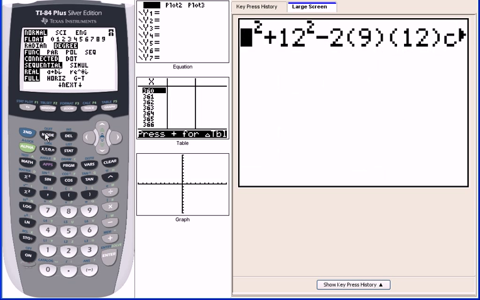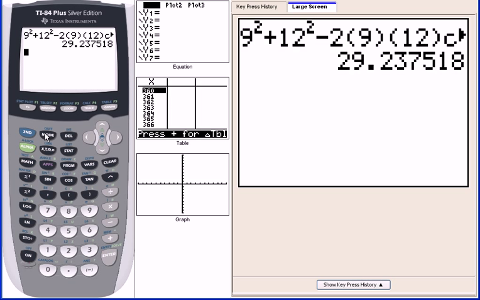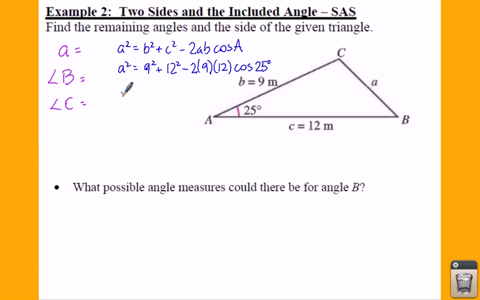And we can go back to our problem, and we can say enter. And we get A squared is equal to 29.24. So if you take the square root of both sides, A is going to end up being approximately 5.4 meters. So there is your A.